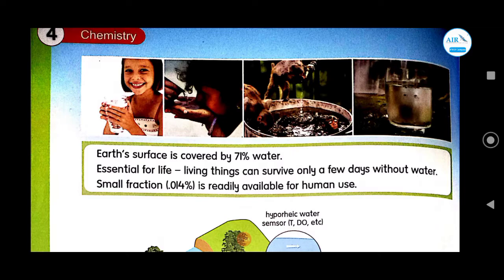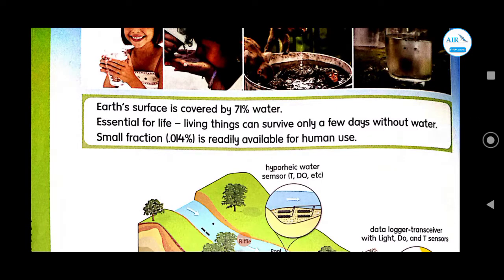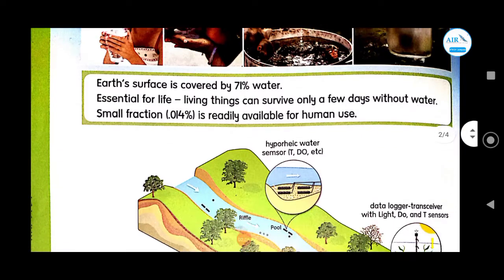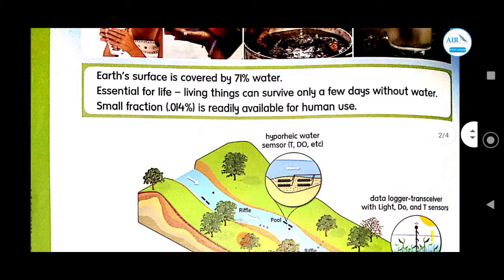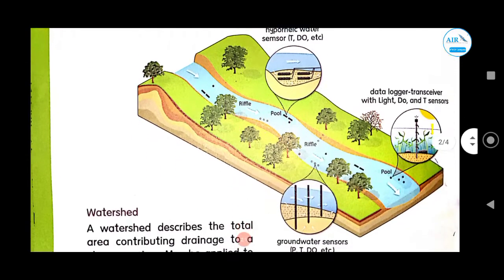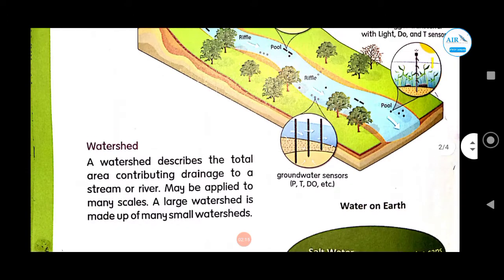Secondly, humans cannot live without water as well. So you can see that a small fraction of 0.014% is readily available for human use. You can imagine how small a fraction it is out of the 71% of water available on the earth's crust. So next is watershed.